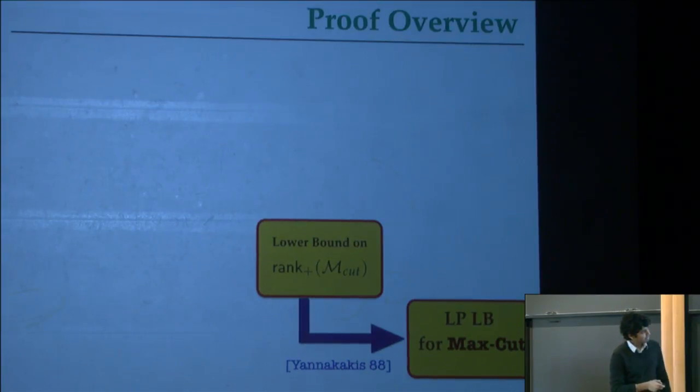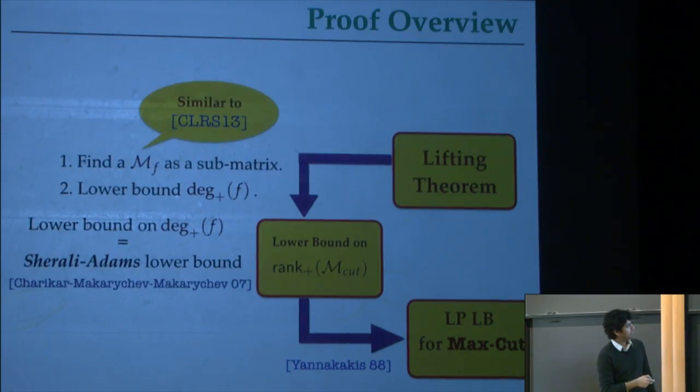We wanted to prove an LP size lower bound for the max cut problem. Using this Yannakakis theorem or the Farkas lemma, whatever, we can basically reduce it to lower bounding the non-negative rank of the M cut matrix that we defined. What we are going to prove is a lifting theorem, which would prove a non-negative rank lower bound on the pattern matrix MF. The way this is going to be useful to us is because we will be able to, for some choice of this small function f, embed this matrix MF inside this M cut matrix, which means that the non-negative rank lower bound on MF would imply a non-negative rank lower bound on the M cut matrix.